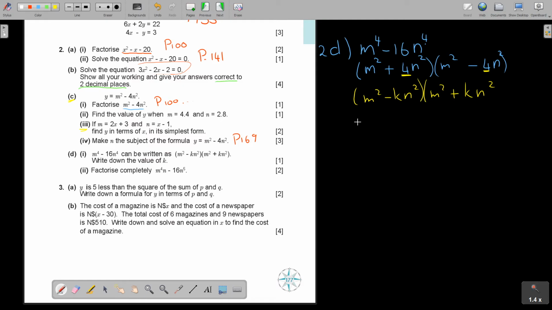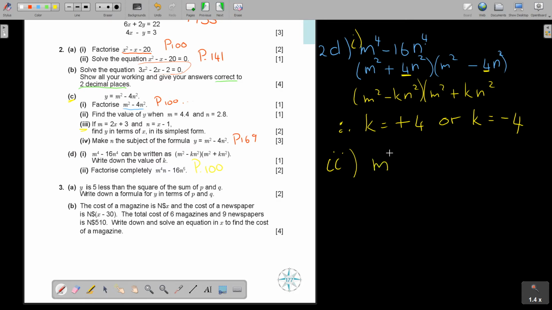So basically I can say, therefore, k can be positive 4, or I can say that k can also be negative 4. Okay. Then the next one, factorize completely. So that was the first one. And again, remember, Factorize is on page 100. Very good to just refresh your memory again on that.